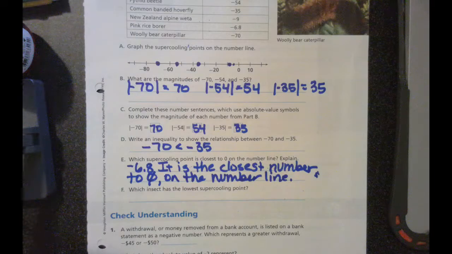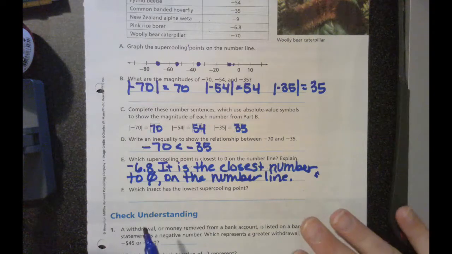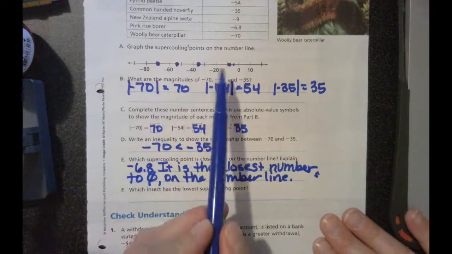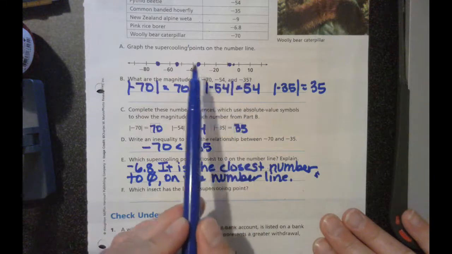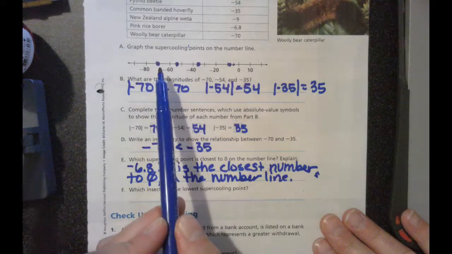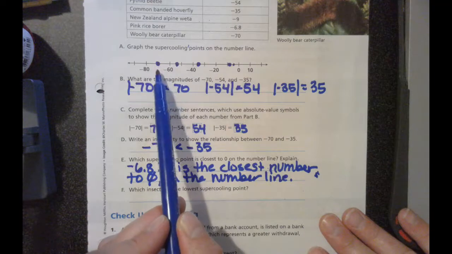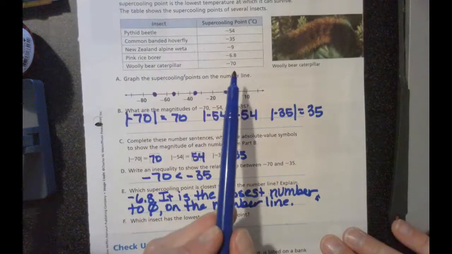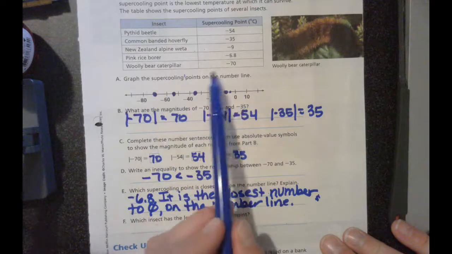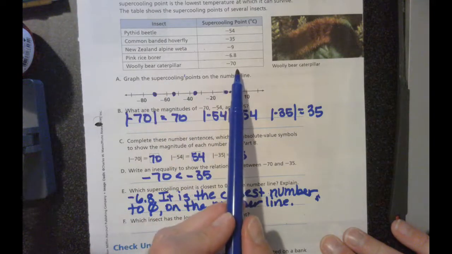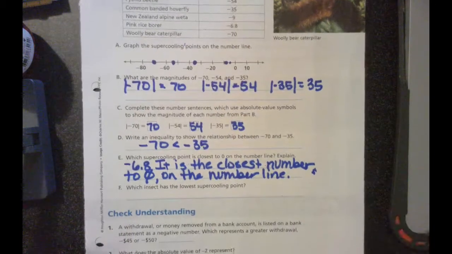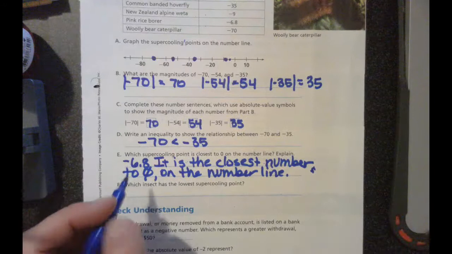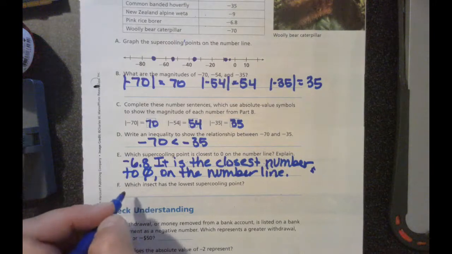And then for question F, which insect has the lowest supercooling point? So we are going to come up here to our number line and we need to figure out which number is the farthest to the left from 0, which is negative 70. Well, when we take a look up here at our table, the woolly bear caterpillar is the insect with the supercooling point of negative 70 degrees. So we are going to put woolly bear caterpillar in this blank.